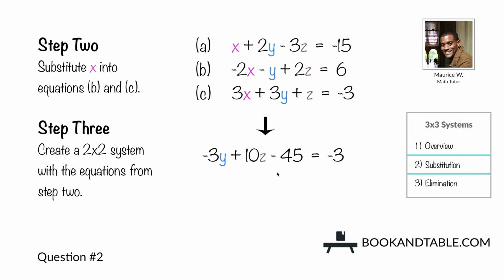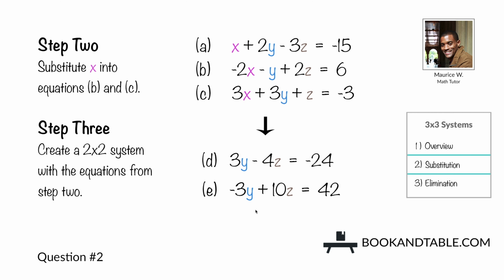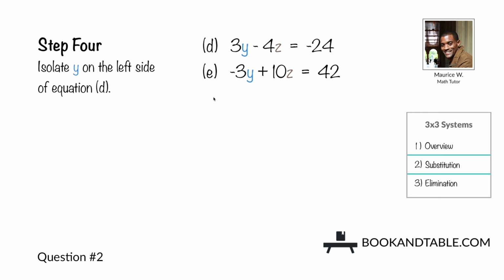So now we want to add 45 to both sides, showing us that negative 3y plus 10z is equal to negative 3 plus 45, which would be positive 42. So now we have the 2 by 2 system that we will use to find y and z. So we want to move A, B, and C to the side for a moment so that we can work with D and E. And now we'll isolate y on the left side of equation D.